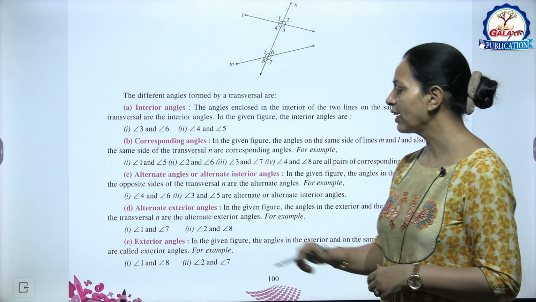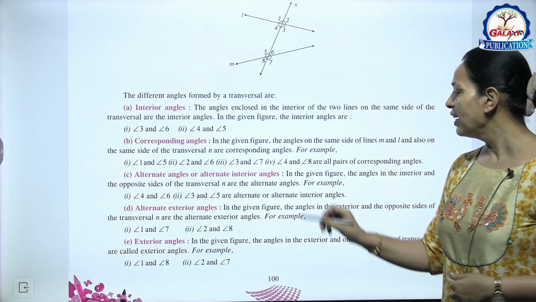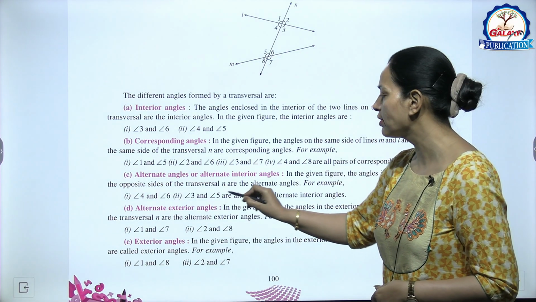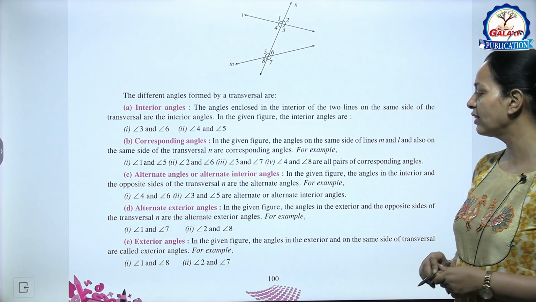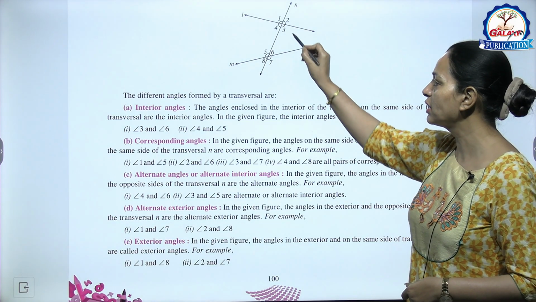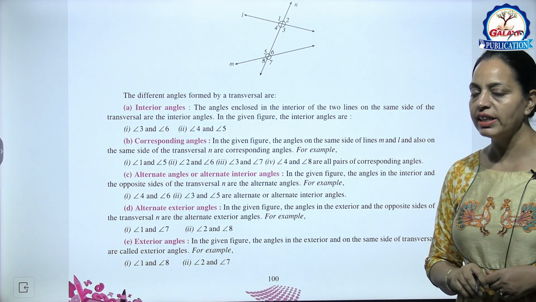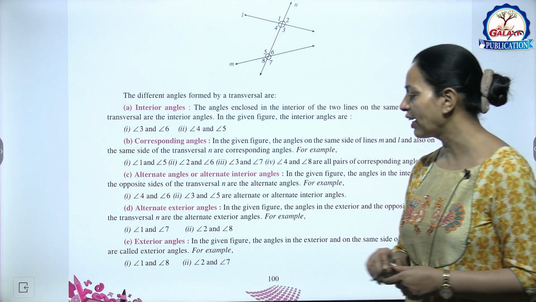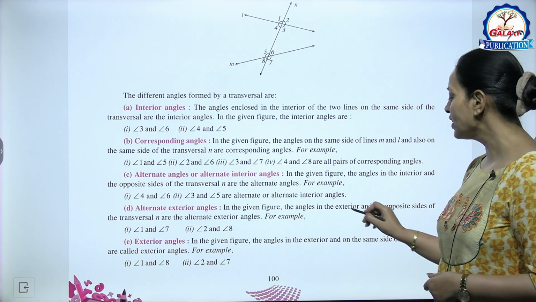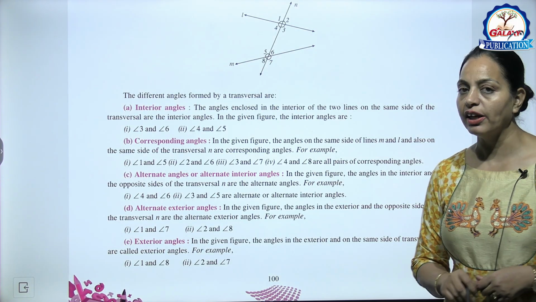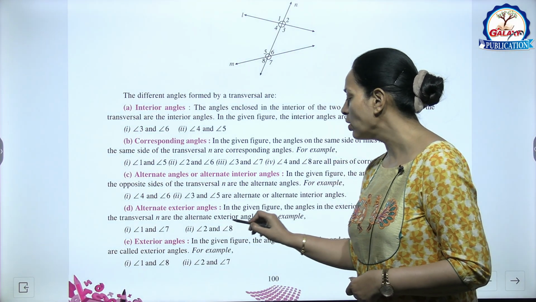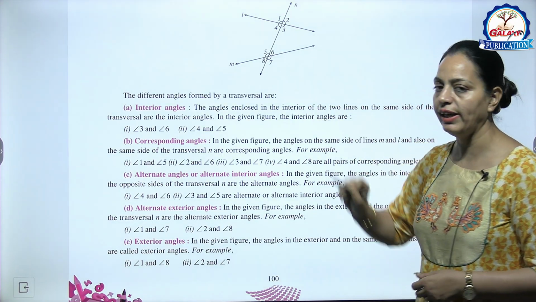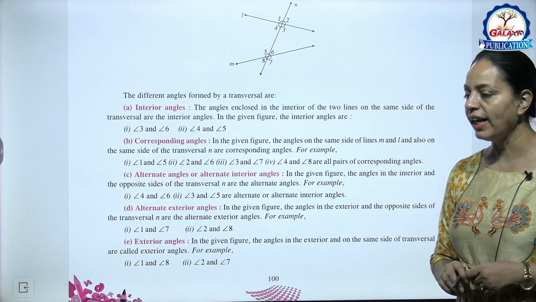Next is alternate angles or alternate interior angles. In this figure, the angles in the interior and on the opposite side of the transversal N are the alternate angles. For example, 4 and 6, 3 and 5. These are alternate interior angles. Now the next is alternate exterior angles. In this figure, the angles in the exterior and the opposite side of the transversal are the alternate exterior angles. See here, 1 and 7, 2 and 8, 2 pairs of alternate exterior.